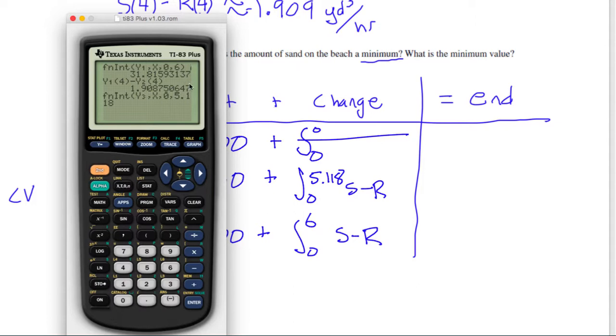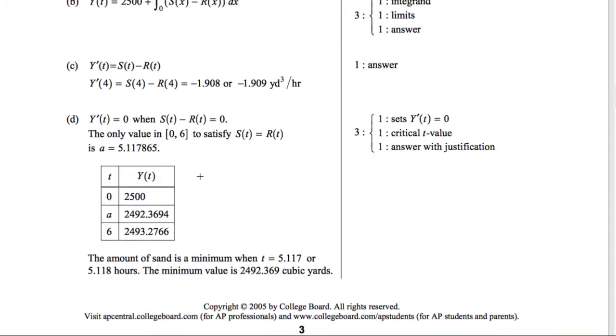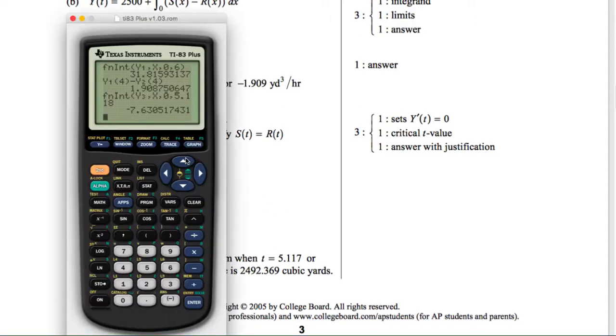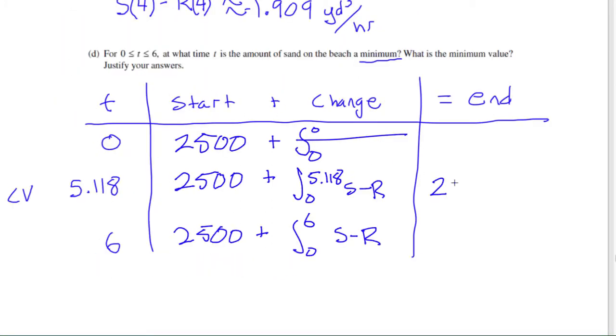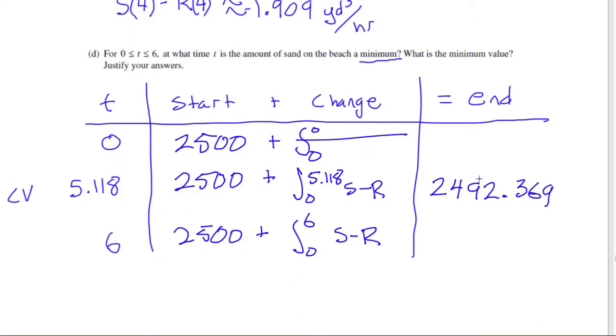You got this, calculator. Well, I guess I can look at the solution guide as well. When you do 5.118, you get 2,492. Or that's when you add it to the 2,500. Yes, that is correct. 2,492.369. And that was the answer.